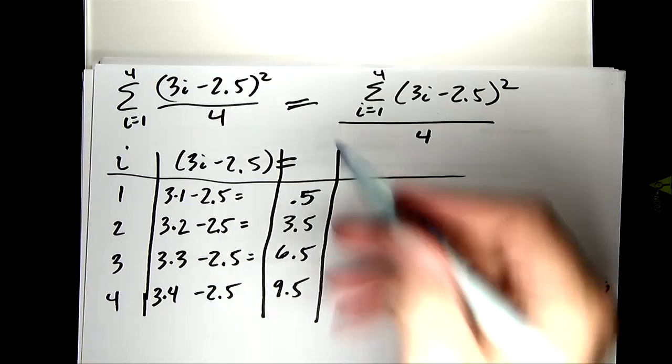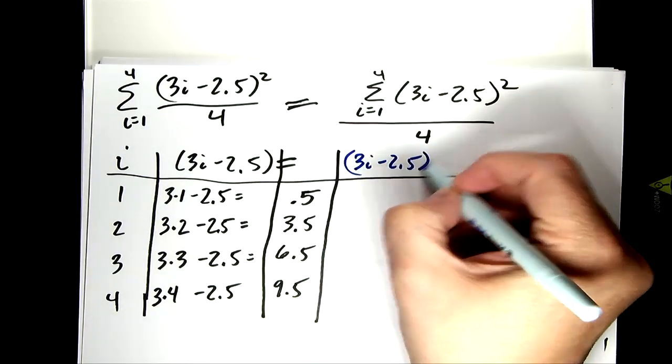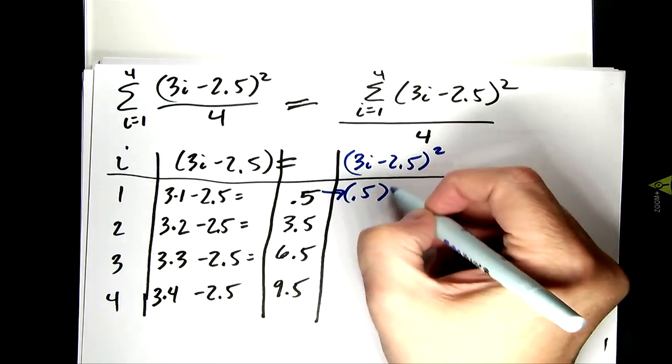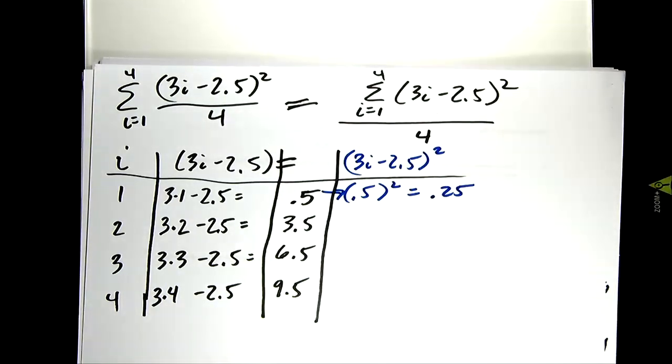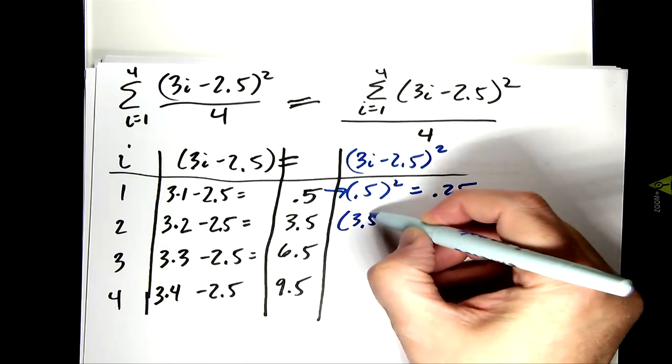Next, we'll do the squaring of that. 3i minus 2.5, and we'll square it, which means I'm just going to take this column and square it. 0.5 squared is 0.25. That's the only one I know without my calculator. I don't know what 3.5 squared is. 3.5 squared is 12.25.